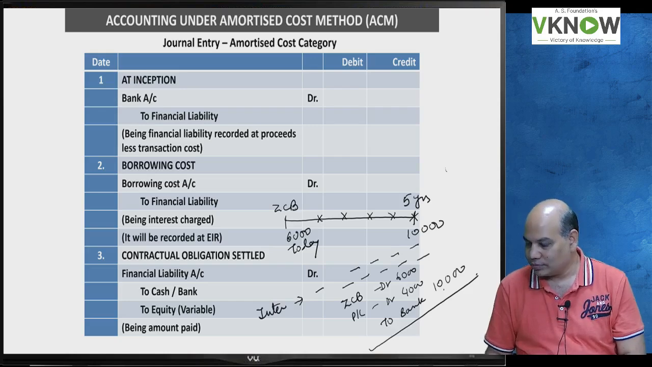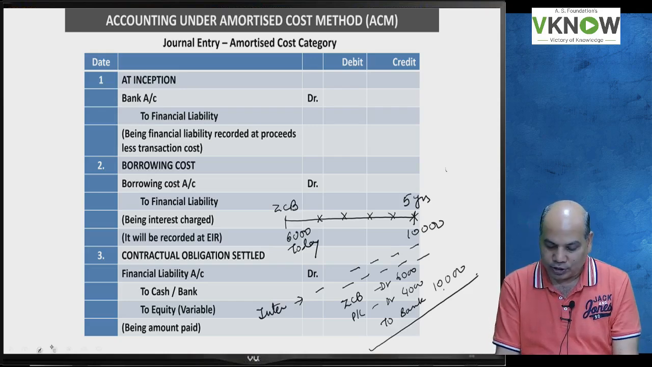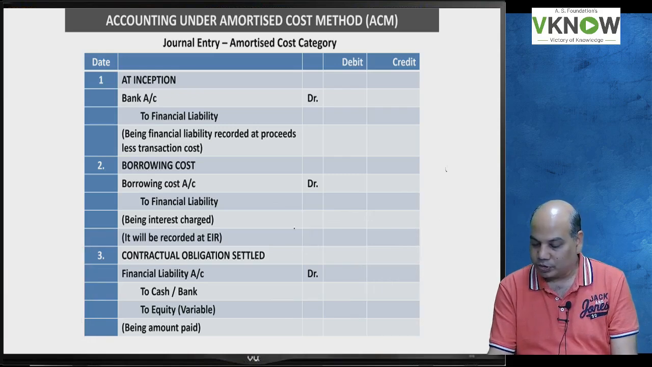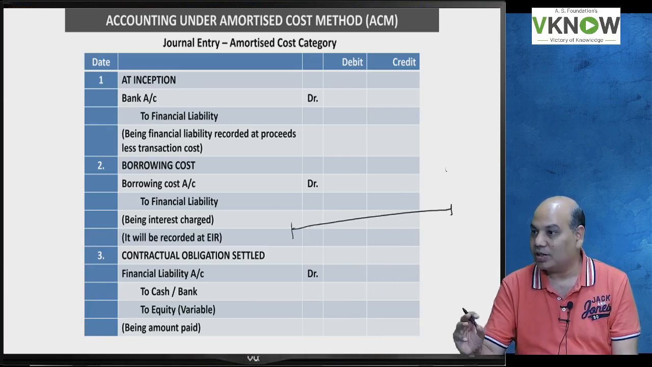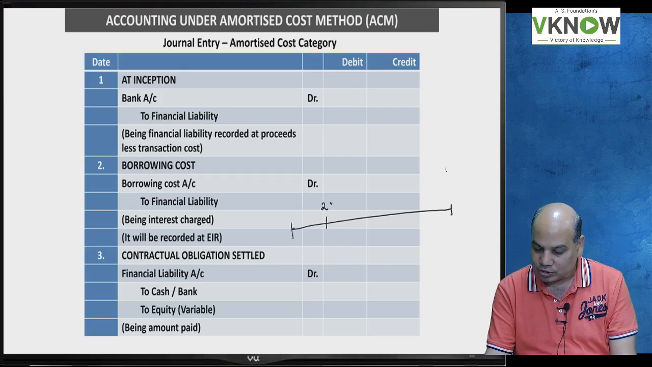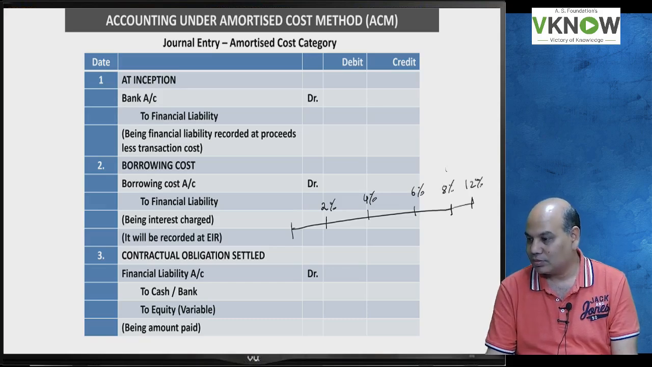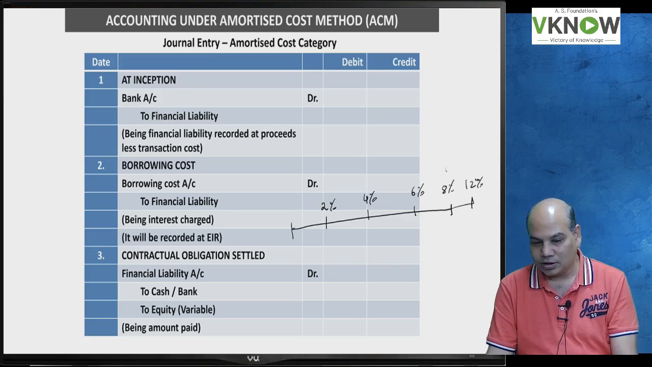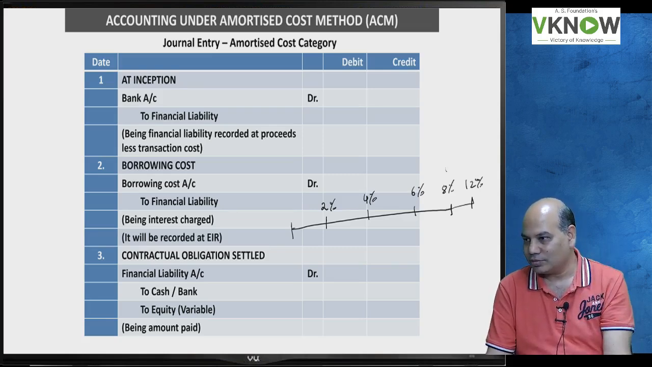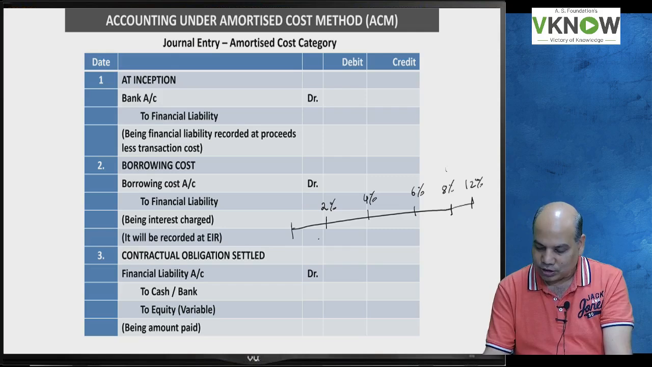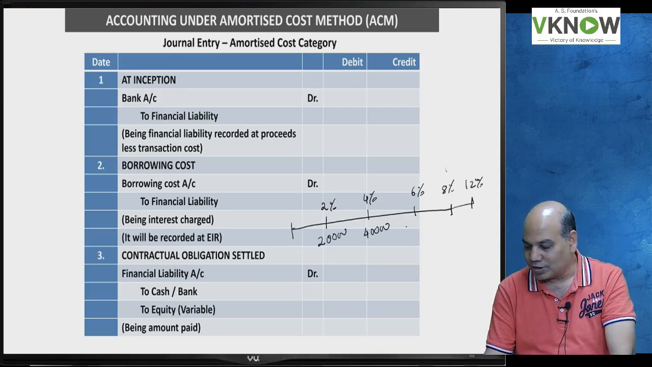Don't you think it is wrong? Another example to prove that your previous accounting was wrong. There are companies which pay interest like this: first year 2%, second year maybe 4%, third year maybe 6%, fourth year 8%, fifth year they may pay 12%. They may tell the investor that this is how we are going to pay you interest every year. Does it mean you are going to charge, say, 20,000 in the first year, 40,000 in the second year, 60,000, 80,000?